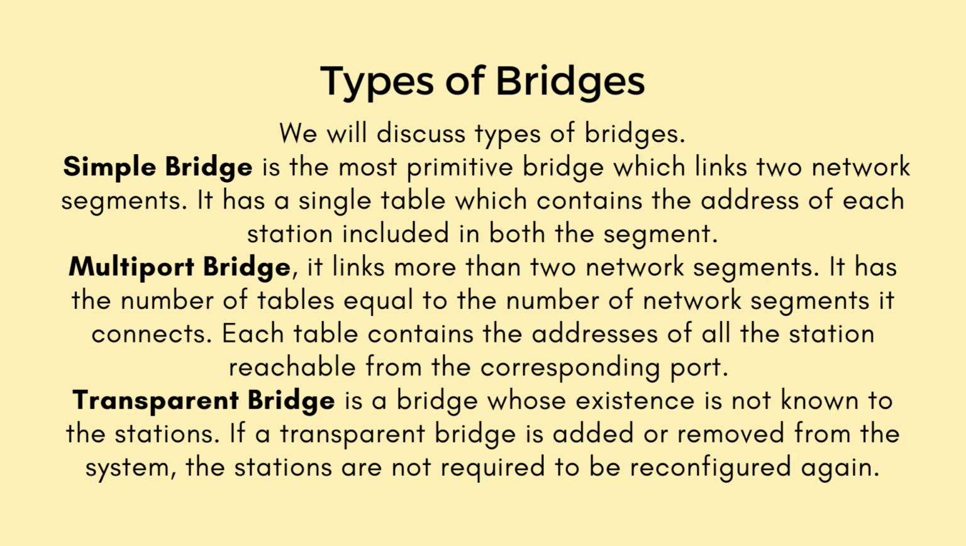Types of bridges. We will discuss the types of bridges. Simple bridge is the most primitive bridge, which links two network segments. It has a single table which contains the address of each station included in both segments.